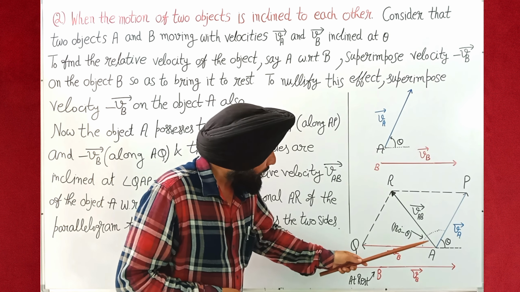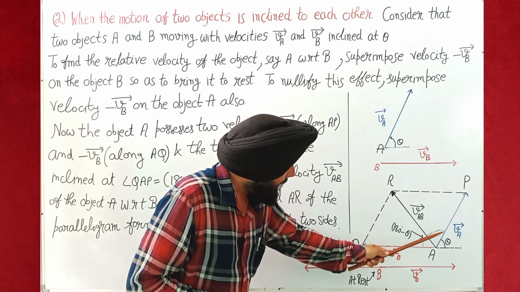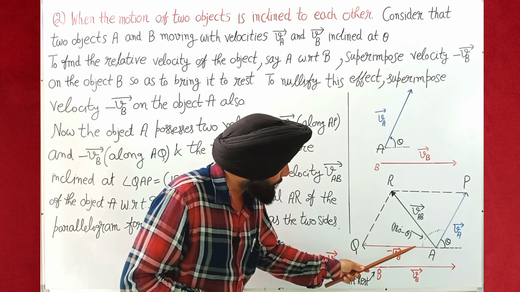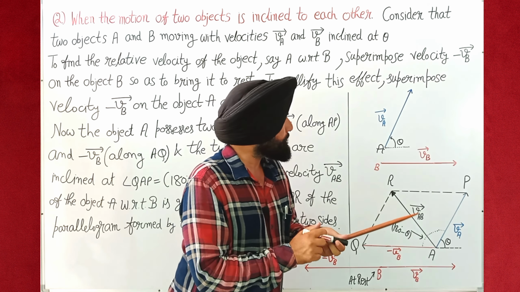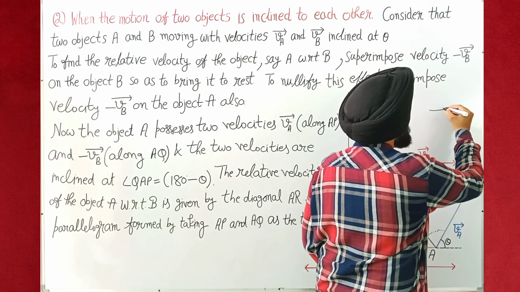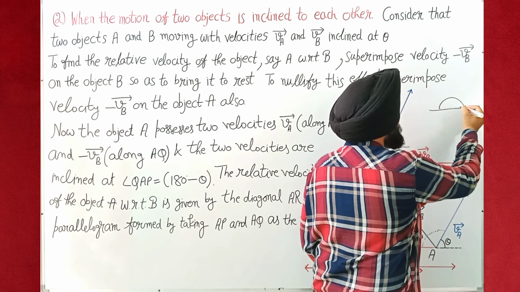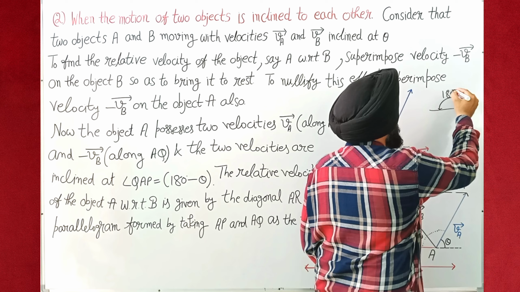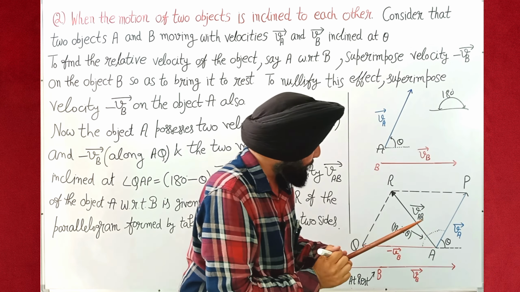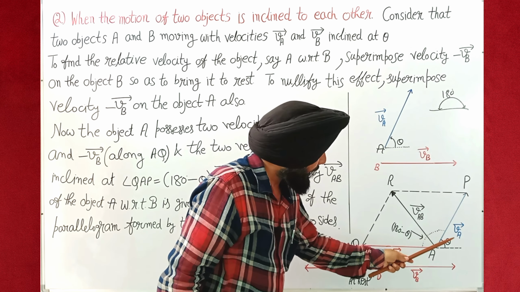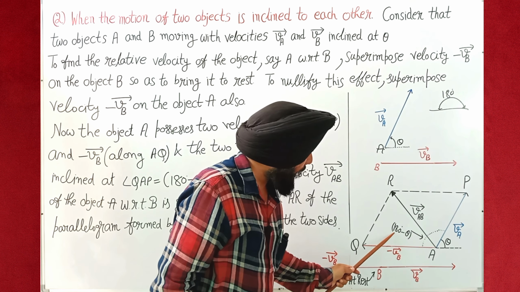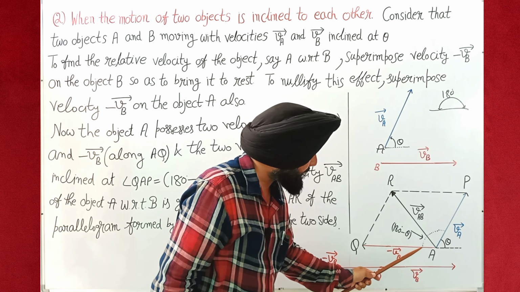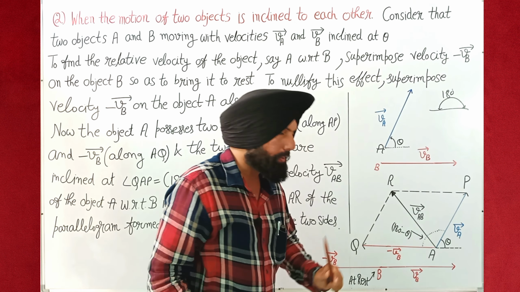Now this complete angle is 180 degrees. If we subtract theta, then the remaining angle is 180 minus theta, shown by dotted.